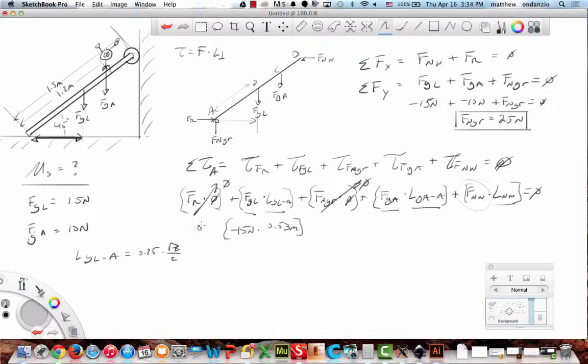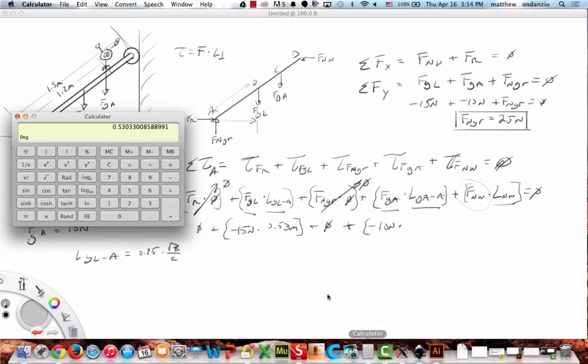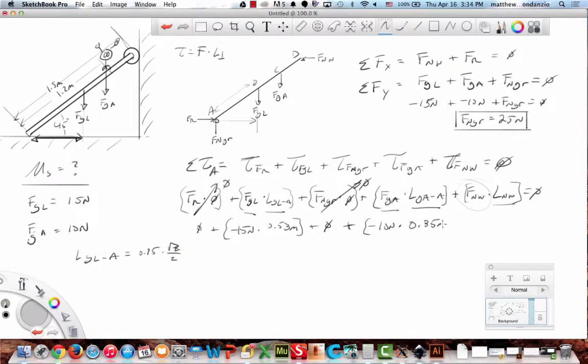All right, that's 0 plus 0 plus... What's my FGA value? FGA, guys. That's negative 10 newtons times what's my LGA to A? That's 1.2 times the cosine of 45, right? 0.85 meters, right? Plus my FNW times my LNW. And LNW is what? Now here's the thing.